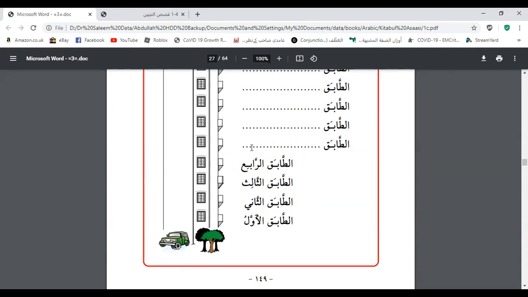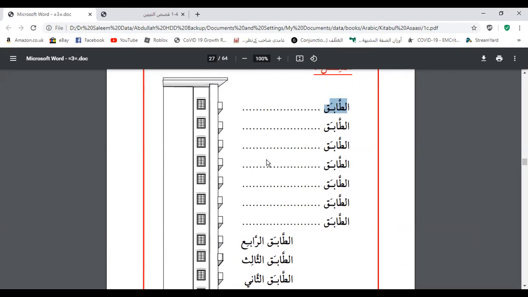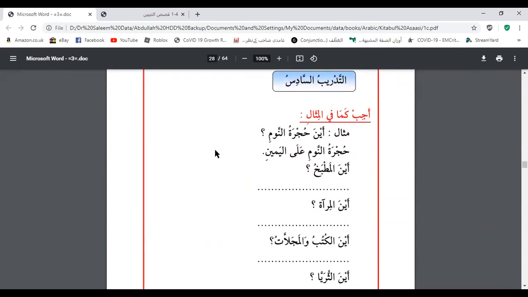So الطابق الخامس, not خمسة anymore, خامس. Then سادس. Six is called, from ستة, they just say سادس. Okay, why? This is how they do. الطابق السابع, الطابق الثامن, and what is this one? Nine, تاسع, and then عاشر. And which one is that one? 11th. Okay. Ahada ashara. Al-tabiq al-hadi ashar. Good. 11th.